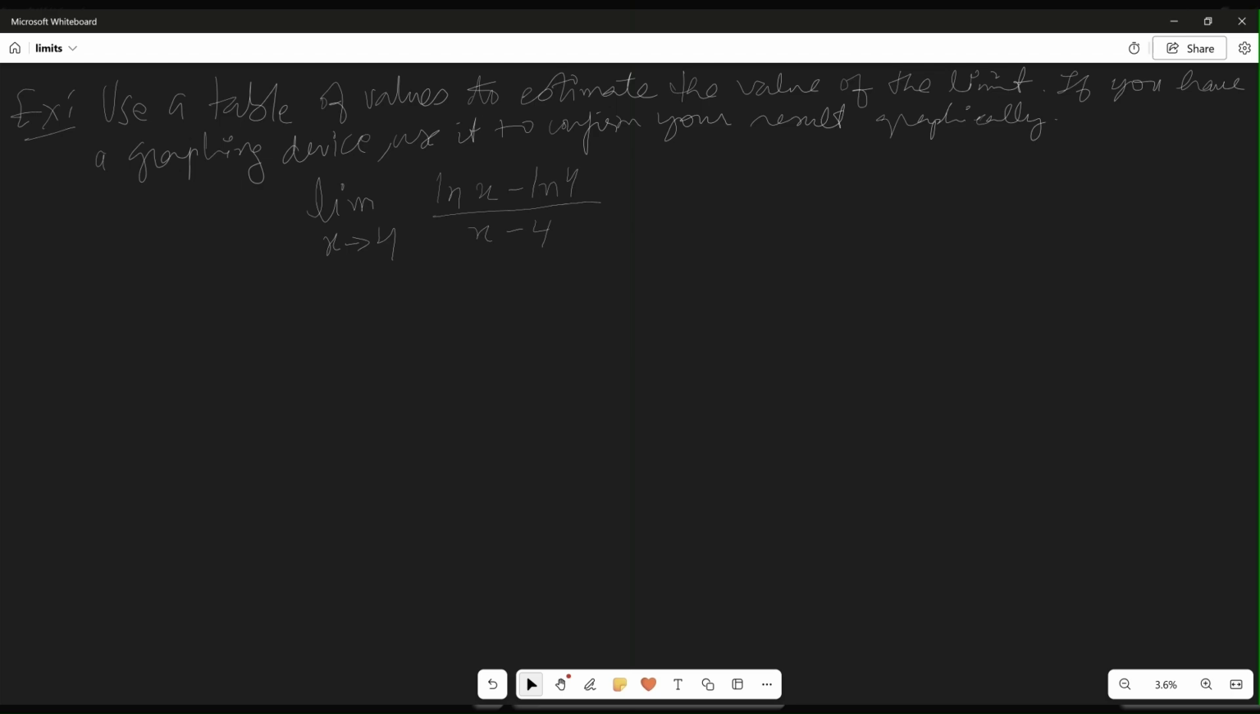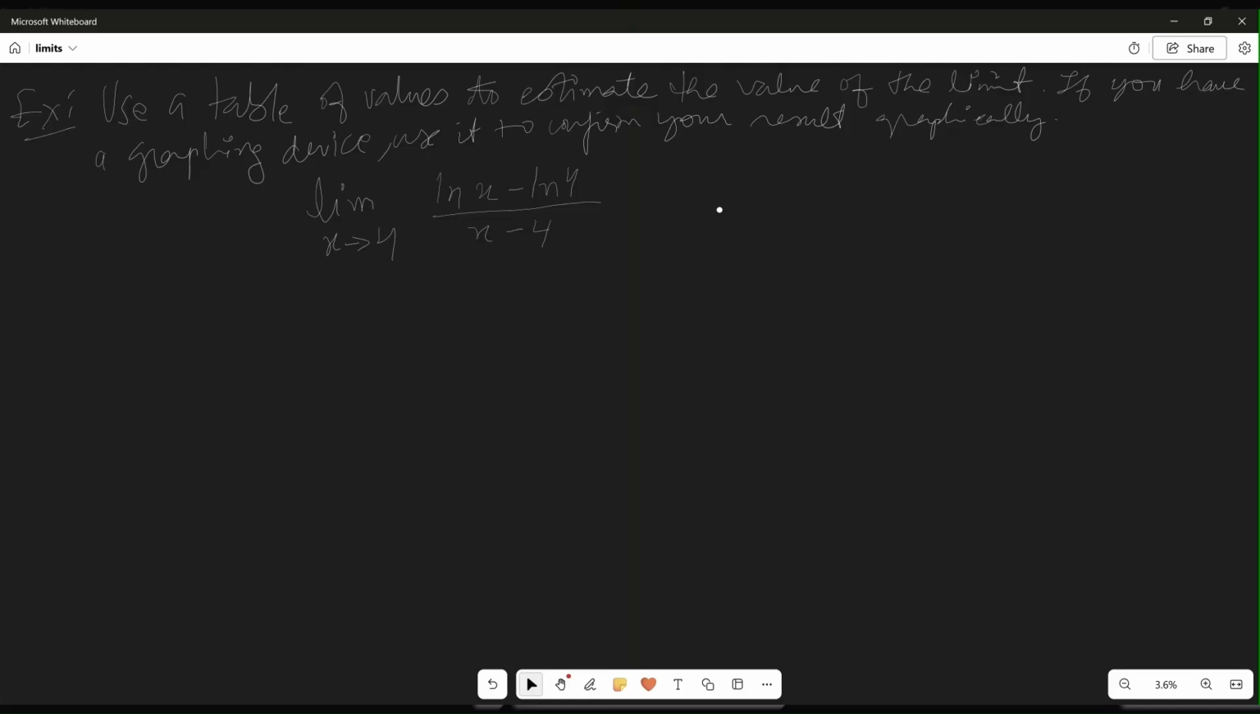Hi, let's look at this another problem. Use a table of values to estimate the value of the limit. If you have a graphing device, use it to confirm your result graphically. So just FYI, I do not have a graphing device. So what I'm gonna do, I'm just gonna estimate the limit for this function based off the values.